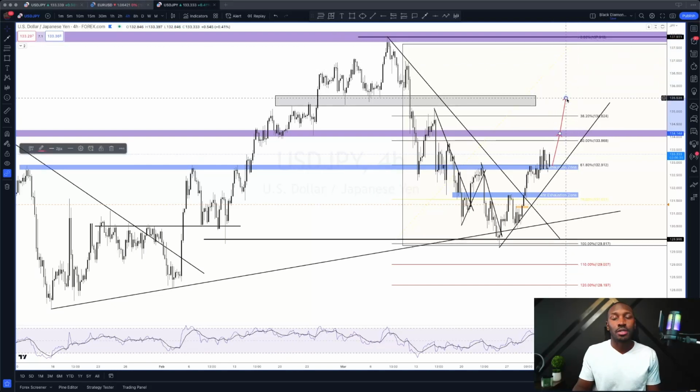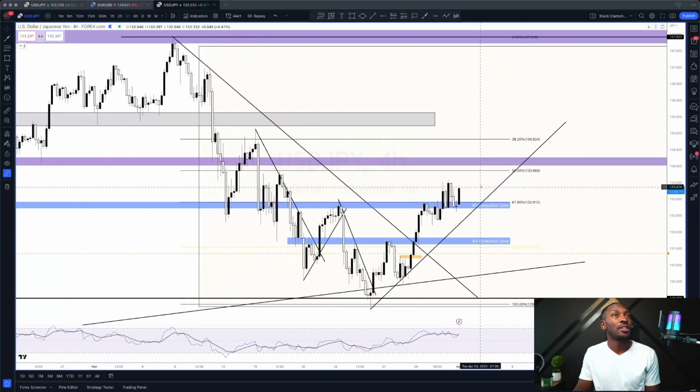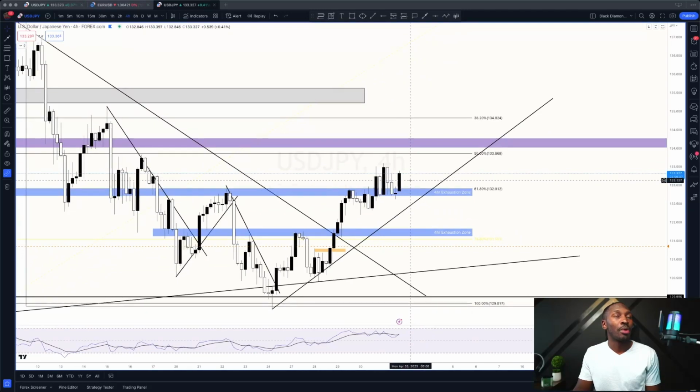Let me erase this. It might not get there by the end of the week, but that's what I'm expecting over the next week or so. So I'm primarily going to be trading this bullish. I'll be looking for potential pullbacks for entries to get into for the continuation move. That's pretty much it on the US dollar Japanese yen.